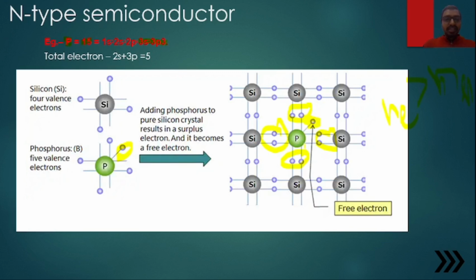You can clearly see, because in the pentavalent atom there is one extra electron, because four electrons are covalently bonded to this silicon, but there is one extra electron. So obviously the number of electrons will increase.